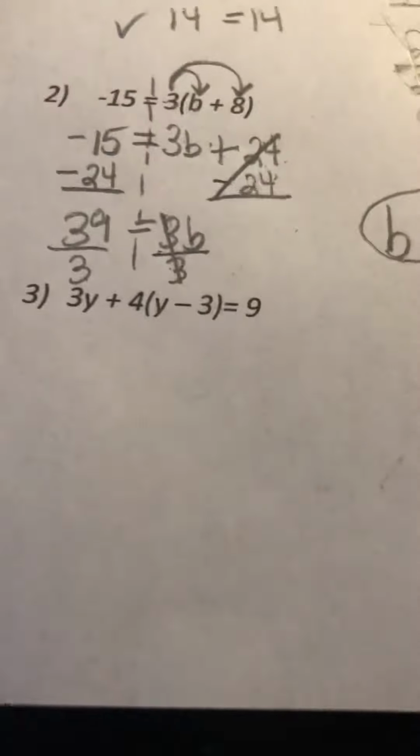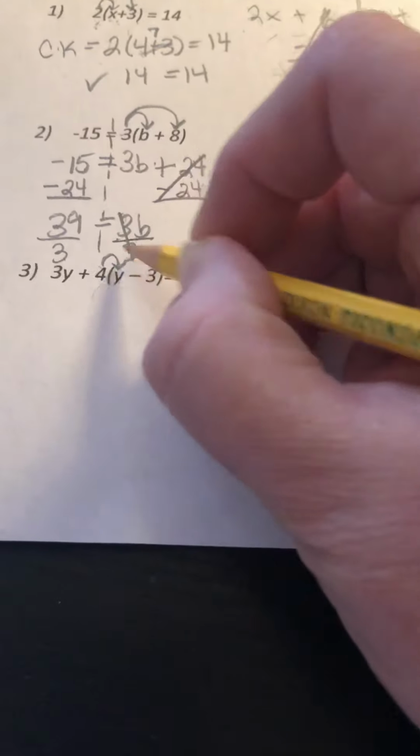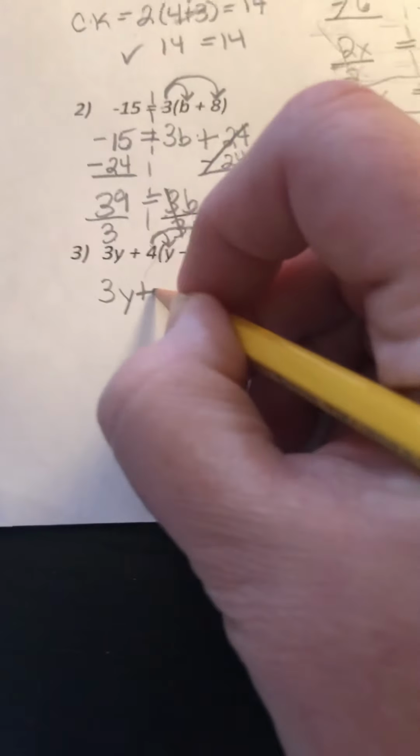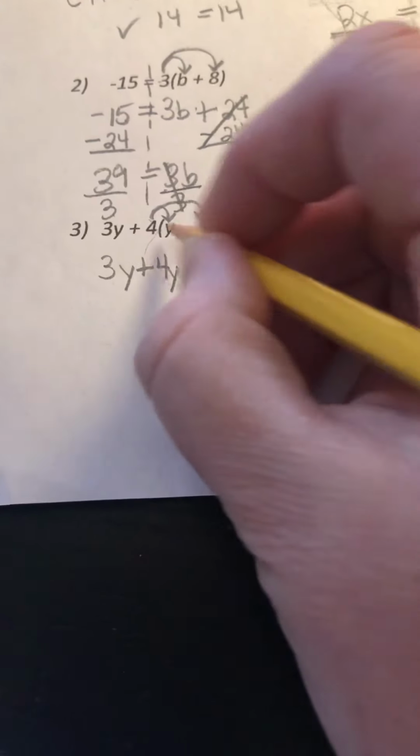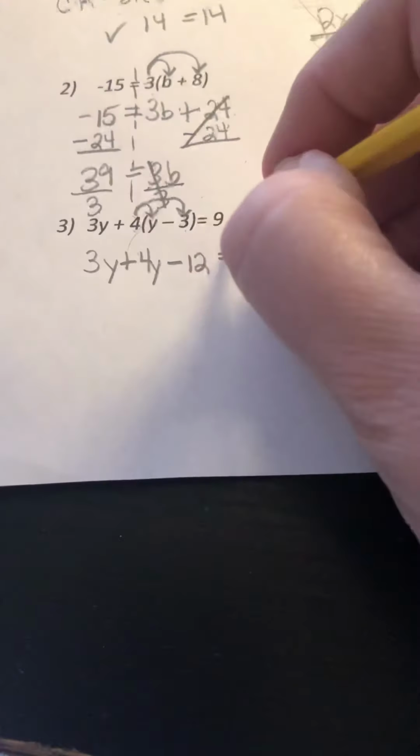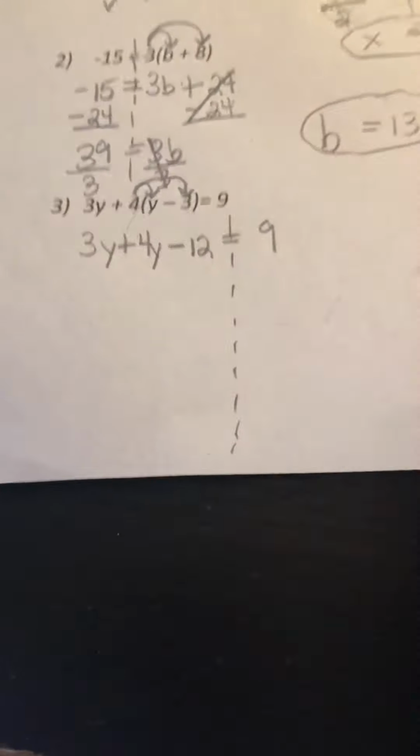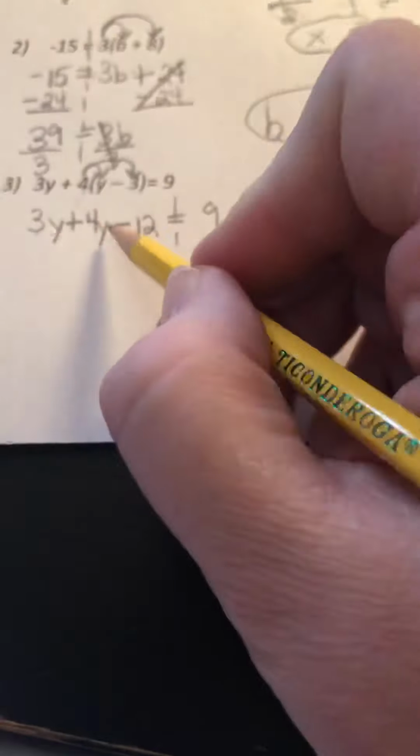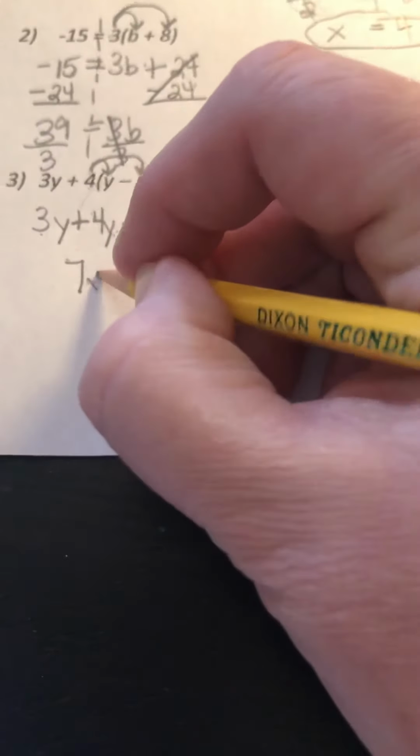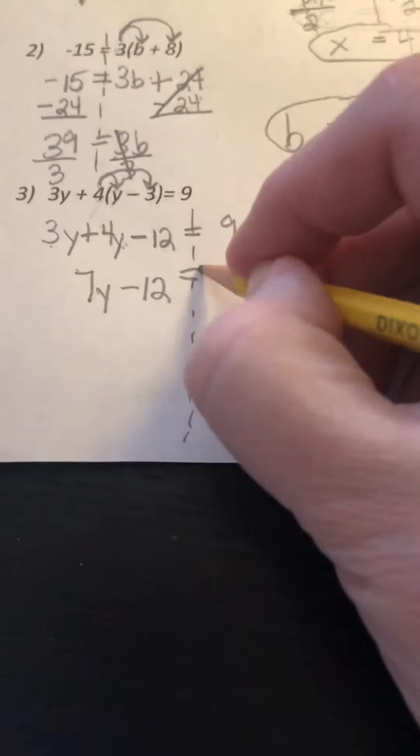Let's go to the final example for this topic. So 4 times 1y and 4 times negative 3. So 3y plus 4y minus 4 times 3 is 12 equals 9. Again, I'm going to put my dotted line. That's for my benefit, just to remember to keep going back and forth to the two sides of the equation. 3 plus 4, they both have the same variable to the same exponent, so I can add them. That gives me 7y minus 12 equals 9.